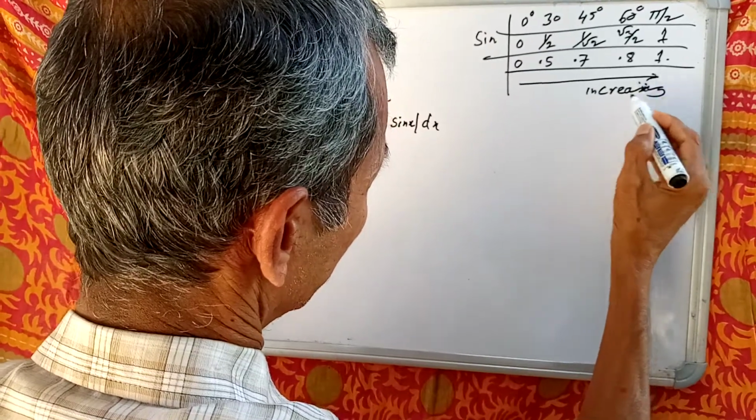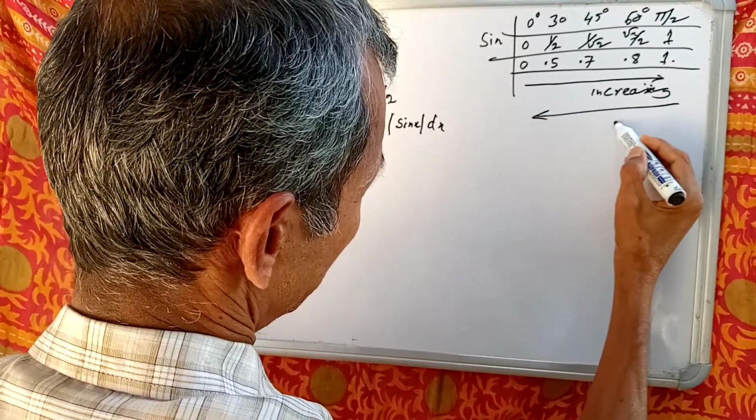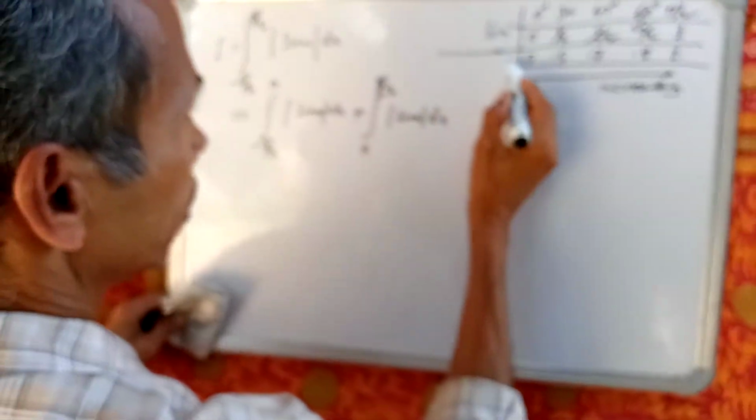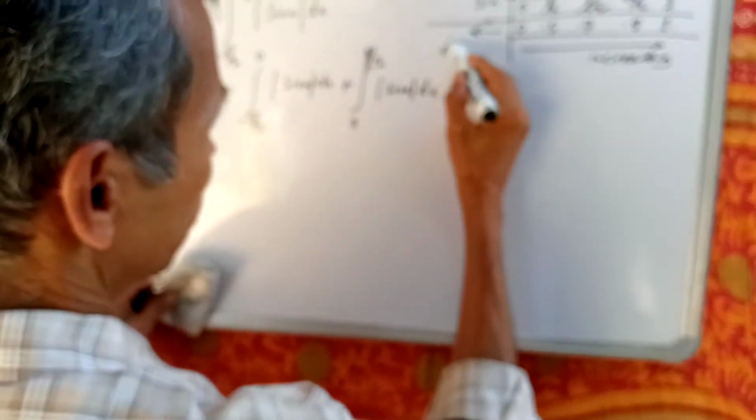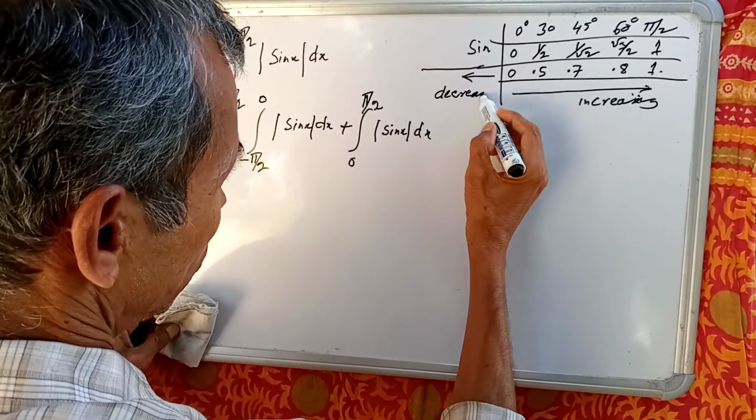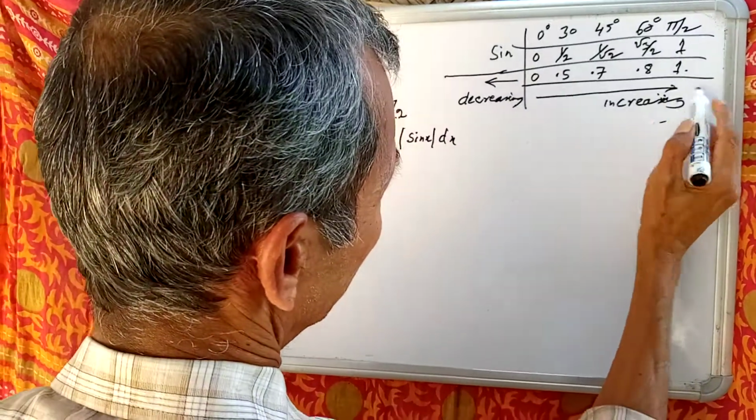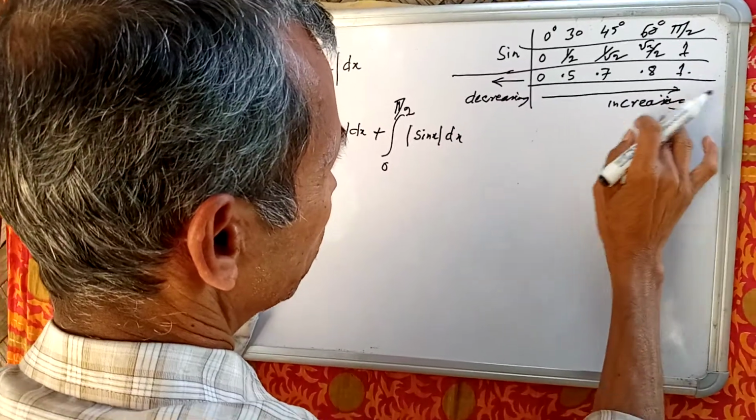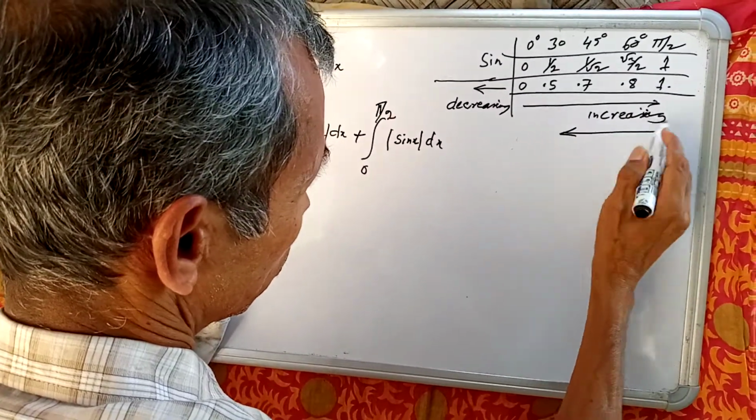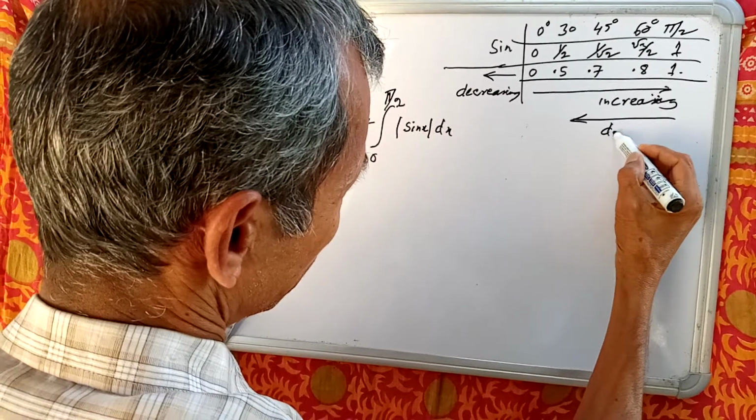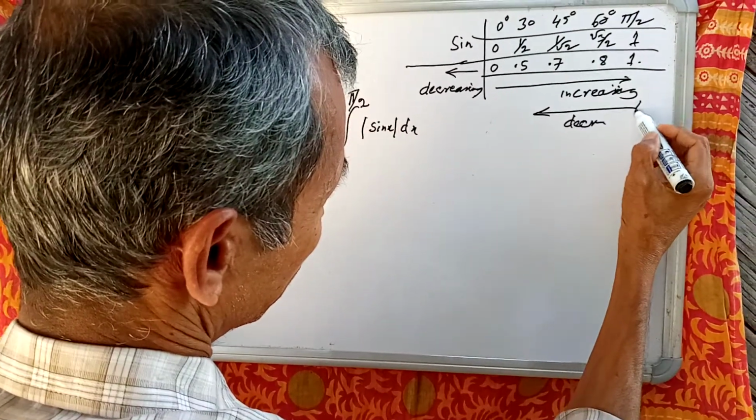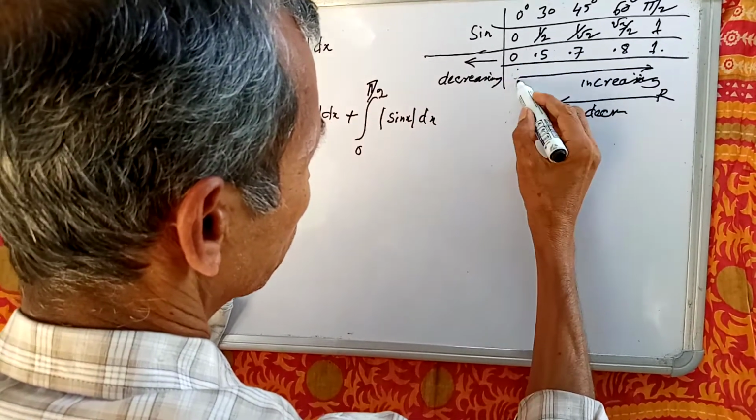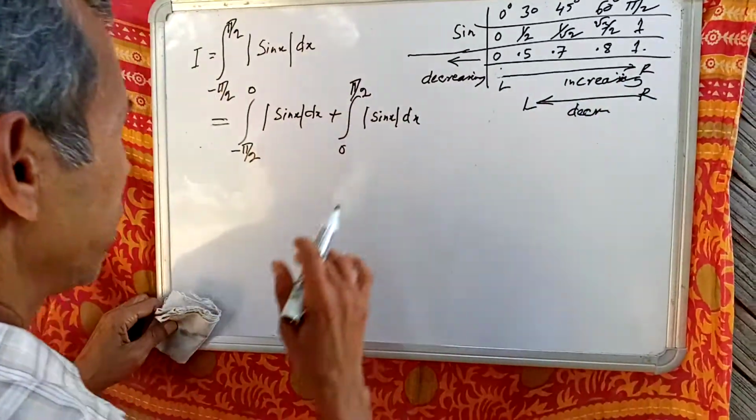increasing, again decreasing. In this range decreasing. Here also, if we go left to right increasing, if we go right to left decreasing. Right to left decreasing, here left to right increasing.